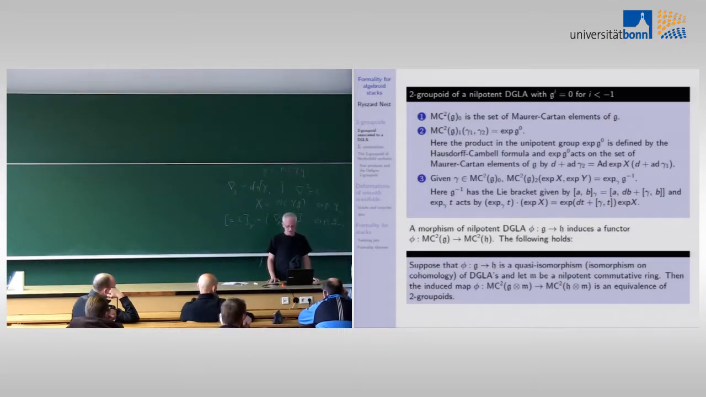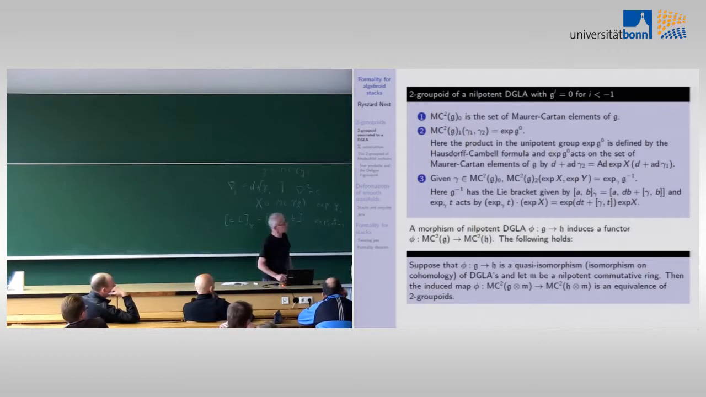Now, this construction is actually functorial, and very nicely functorial. So if I have a morphism of DGLAs, so a linear map of degree 0 which preserves the bracket and differential, obviously it induces a map on the corresponding two-groupoids associated to Maurer-Cartan elements, and it will be an equivalence of two-groupoids.